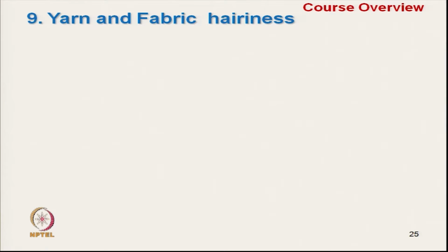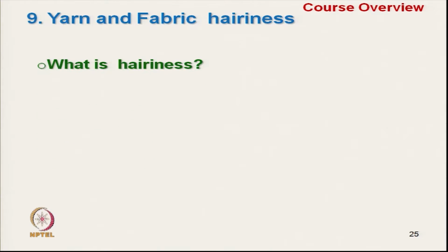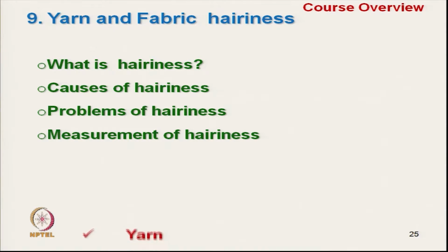Then yarn and fabric hairiness. The hairiness of yarn is in most cases undesirable. So, we must know the level of hairiness, so that we can take precautions. Okay. So, we will see what hairiness is, the various causes of hairiness and the problems created by hairiness, and then we will discuss the measurement techniques of hairiness. For yarn, and also for fabric, fabric surface hairiness we will discuss.